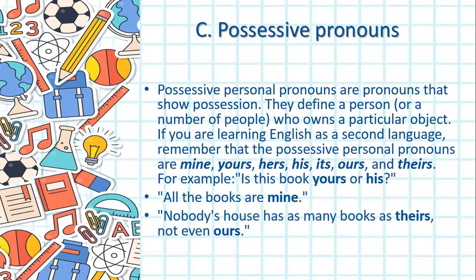Possessive pronouns. So these possessive pronouns show possession. So one thing belongs to one person. This is possession. They define a person or number of people who owns a particular object. So they are mine, yours, his, its, ours, and theirs. For example, is this book yours or his?